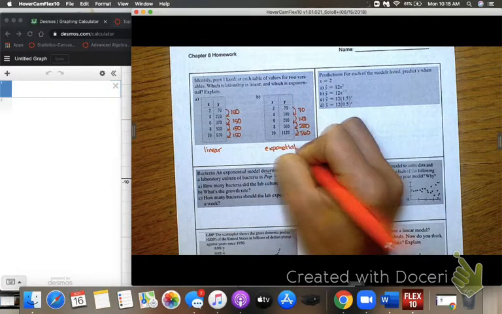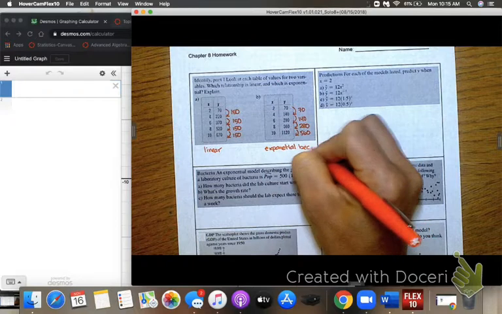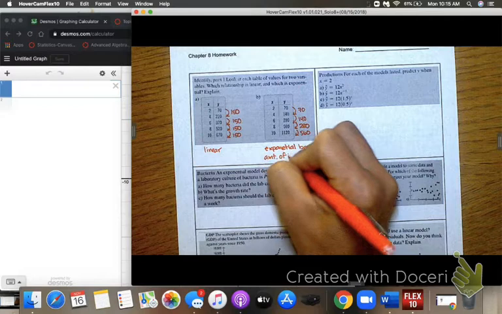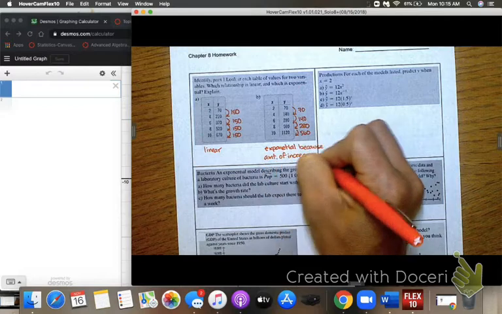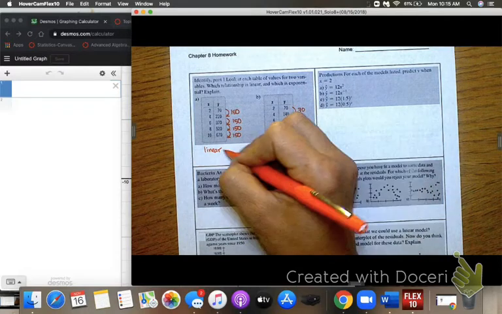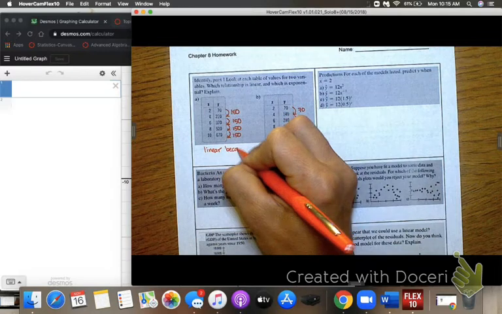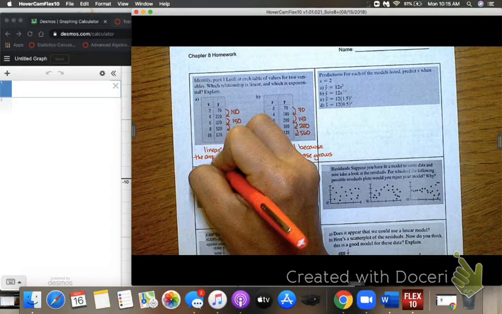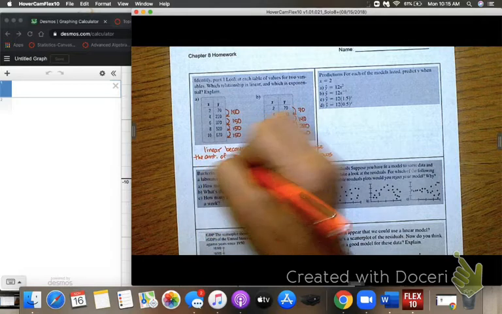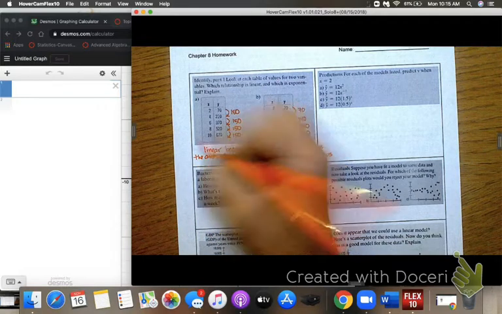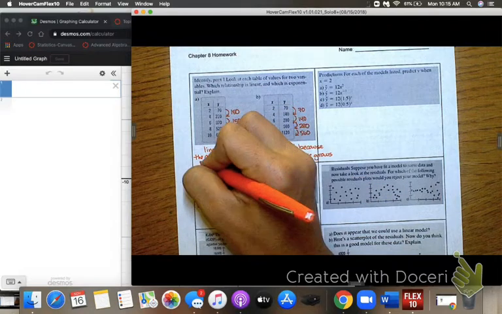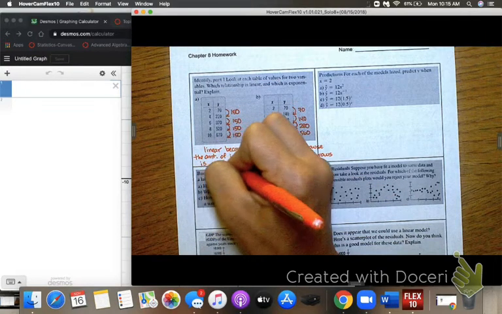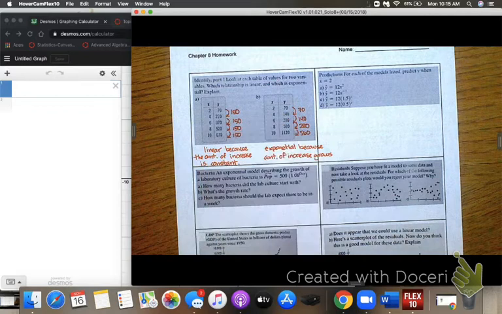It's exponential because the amount of increase grows. And this one is linear because the amount of increase stays the same. Another way we can describe that is the amount of increase is constant. It's a constant increase. It's always the same amount.